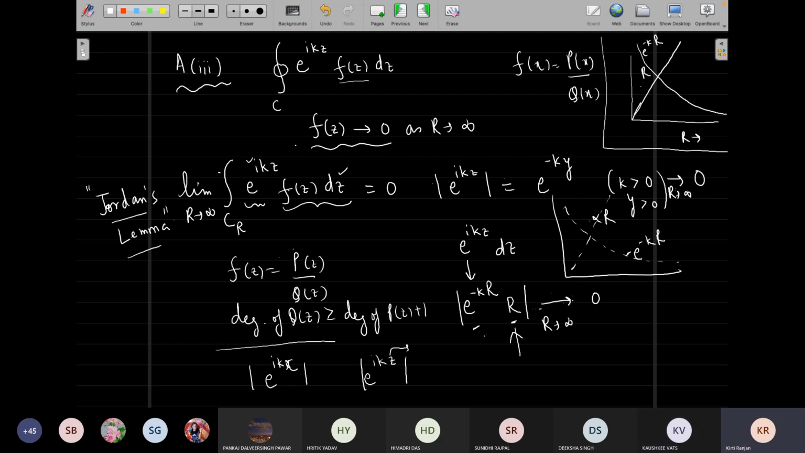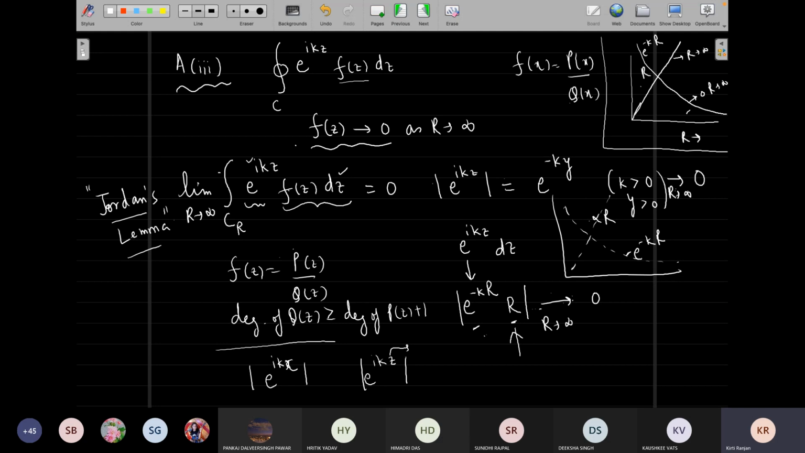Now this guy grows as r tends to infinity, and this guy attenuates as r tends to infinity. There is a competition between the two. Which will win the competition? The exponential die-off is always much faster than the linear increase, and hence it is the exponential die-out which will always win.